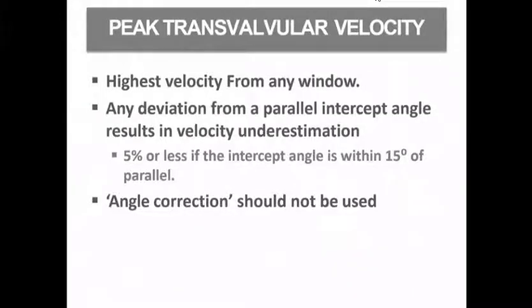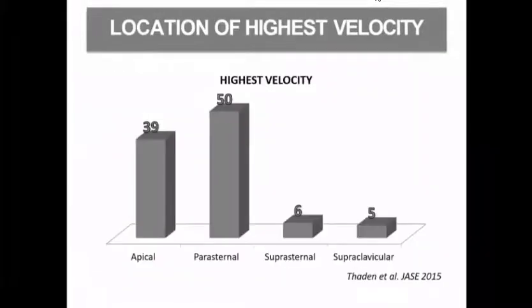Any deviation from the parallel intercept angle results in velocity underestimation. With 5% or less deviation in the intercept, the error is about 15% from parallel, so angle correction should not be used. You should be aligned almost 90 degrees with the aortic opening, the LVOT, so you can get the proper signal.